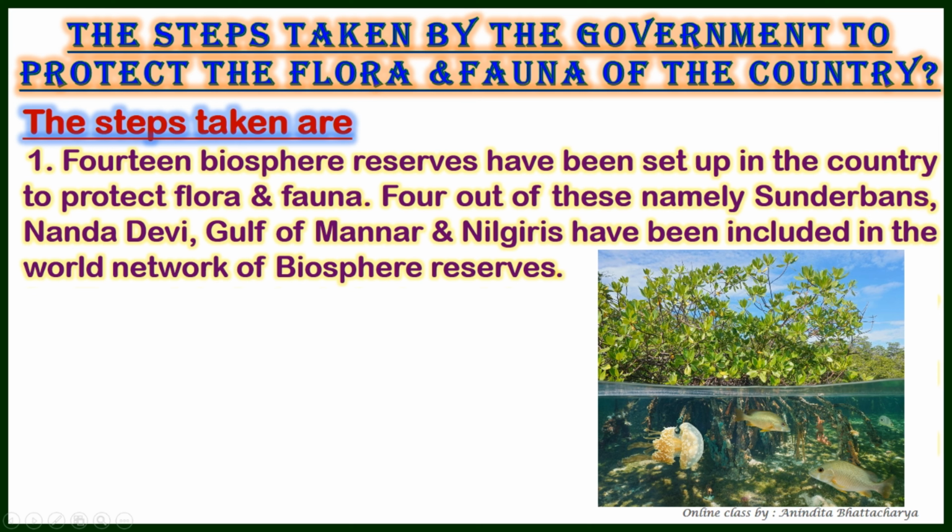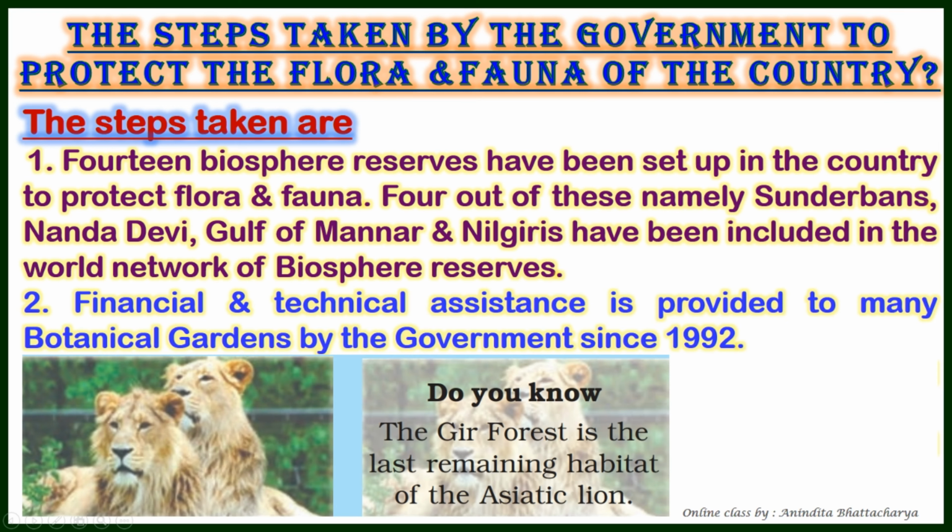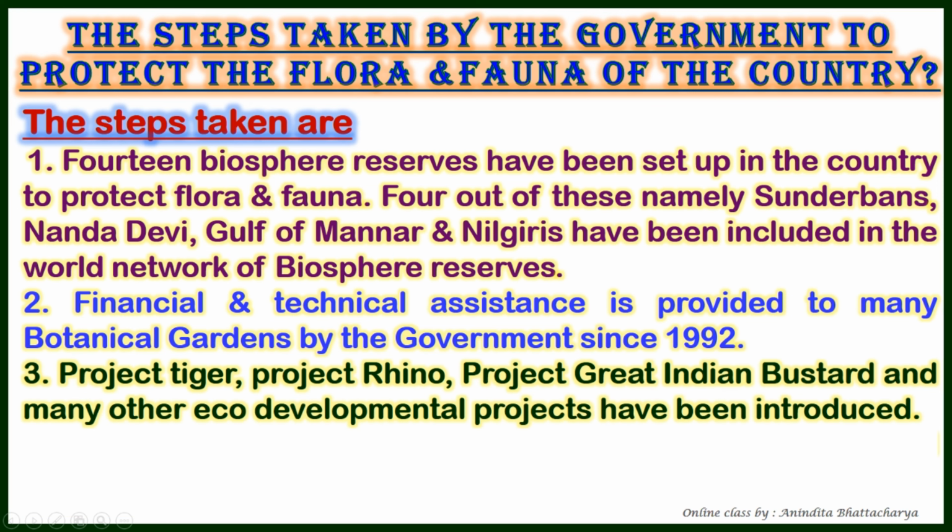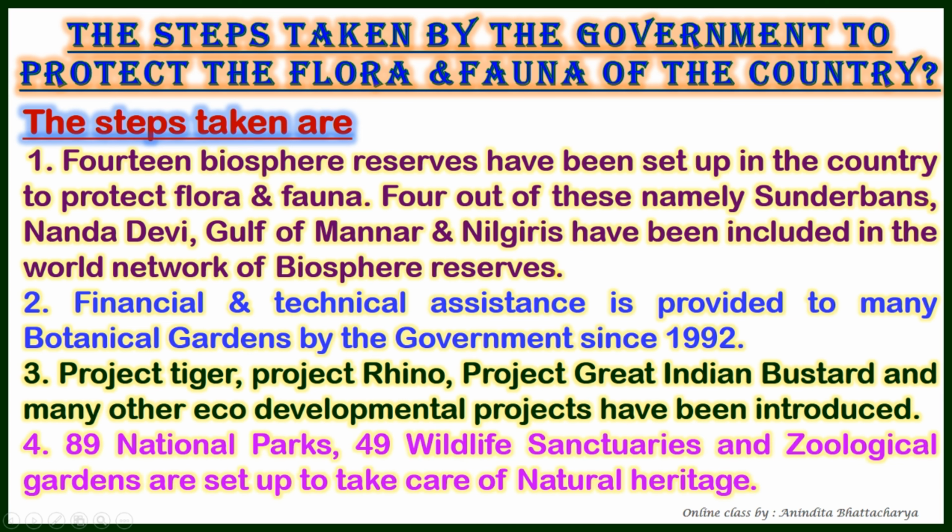Financial and technical assistance is provided to many botanical gardens by the government since 1992. Project Tiger, Project Rhino, Project Great Indian Bustard, and many other eco-developmental projects have been introduced. 89 national parks, 49 wildlife sanctuaries, and zoological gardens are set up to take care of natural heritage.